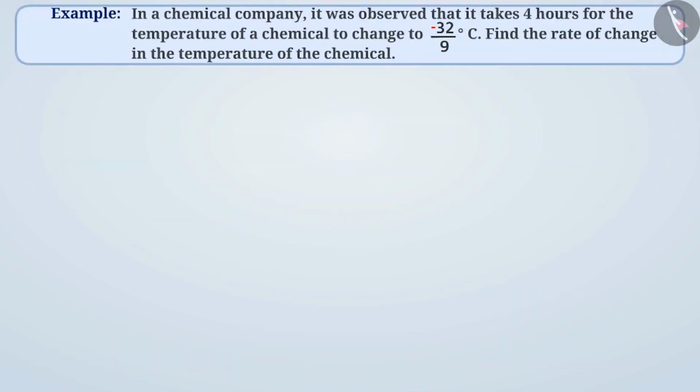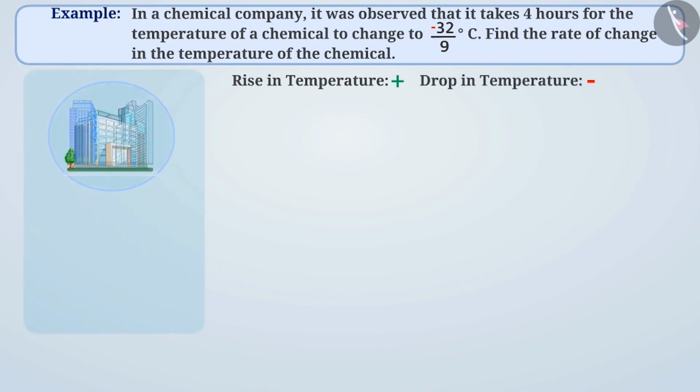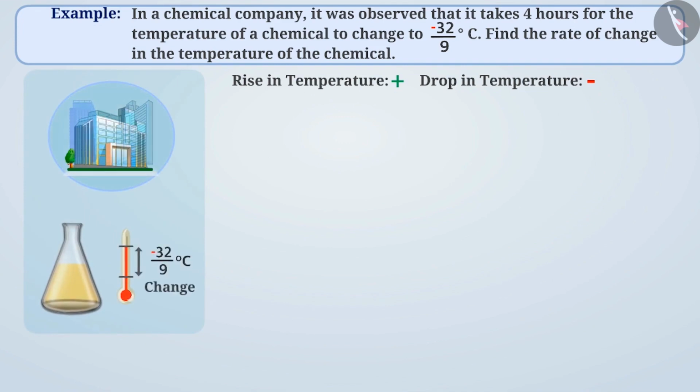Suppose the rise in temperature is expressed by a positive rational number and fall is expressed by a negative rational number. In a chemical company, it was observed that it takes 4 hours for the temperature of a chemical to change to minus 32 by 9 degrees centigrade. Find the rate of change in the temperature of the chemical. Here, we have to find the rate of change in temperature. Can you tell what it means? Think for a while.